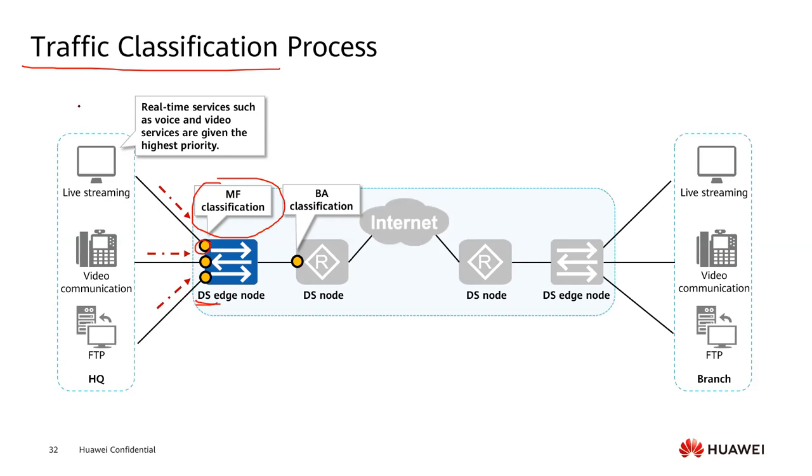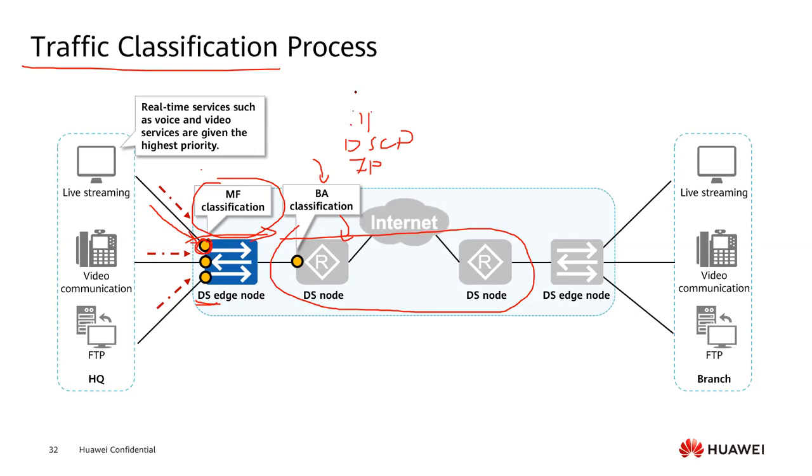So when the packet first comes into the DS domain, the QoS network, the edge devices will help to classify the traffic. And after that, the inner DS nodes will only classify the traffic based on the DSCP value, or maybe based on the IPP, the .1p, the EXP, those kinds of values.